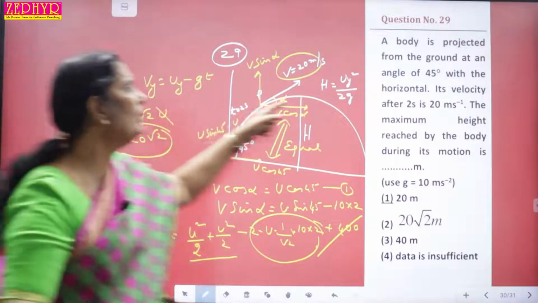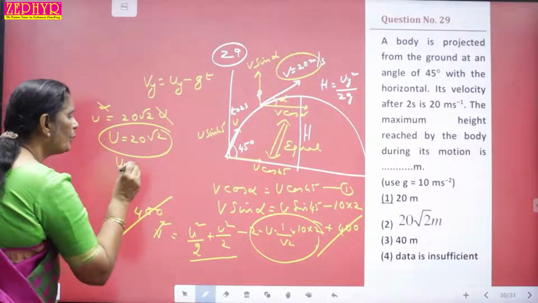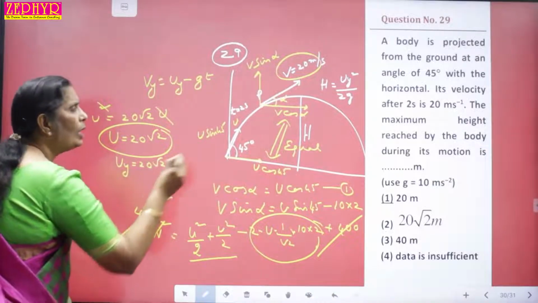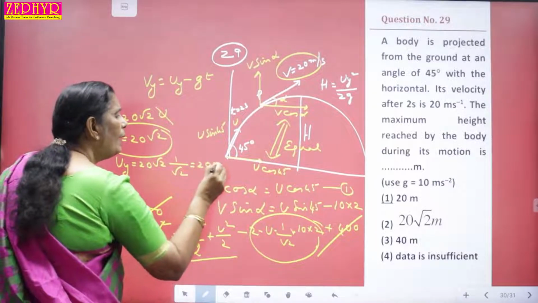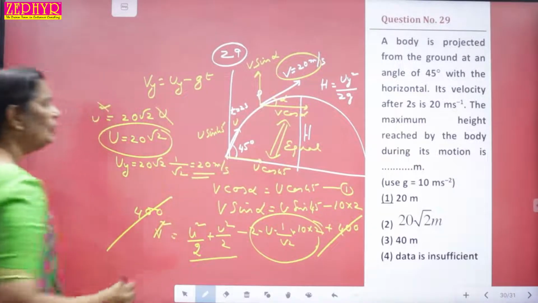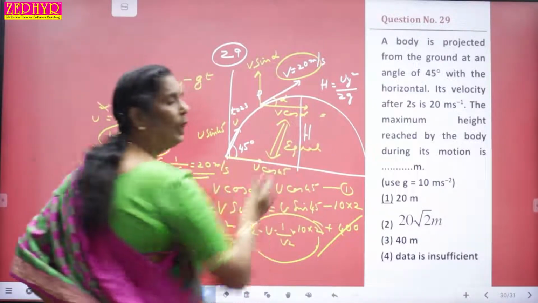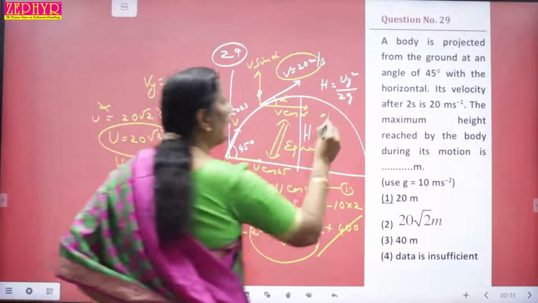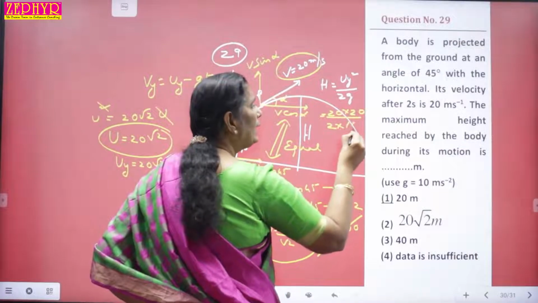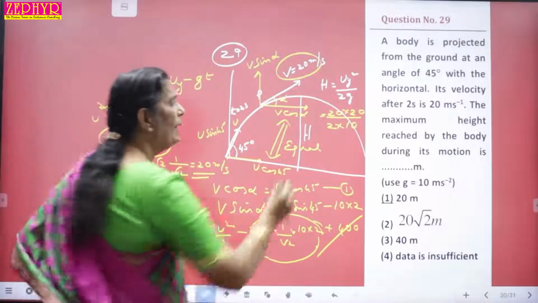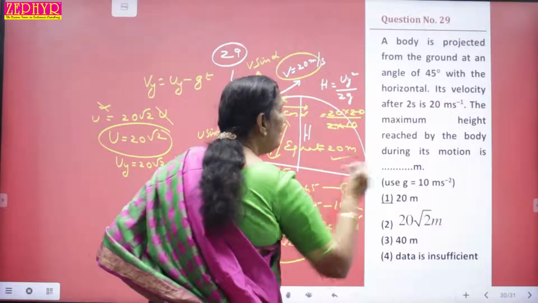But to find h, we do not need u, we need uy. Therefore uy is equal to 20 root 2 sin 45, 1 by root 2. So what is uy? 20 meter per second. That value we have to put here. So what is uy, 20? 20 into 20 by 2 into g. G I will take as 10. Gets cancelled. So what is the answer? The maximum height of the tower will be 20 meters.